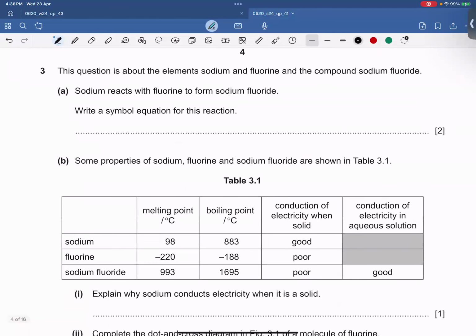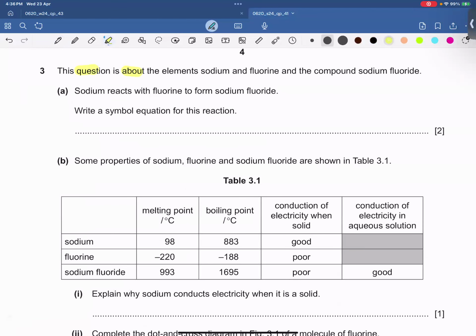Question number 3. This question is about the elements sodium and fluorine and the compound sodium fluoride. Sodium reacts with fluorine to form sodium fluoride. Write the equation for this reaction. So it is sodium, it is fluorine. Fluorine always exists in a diatomic state. Sodium is a metal, metal exists in a monatomic state. When they react together, you will get sodium fluoride. Since we have 2 fluorine here, to balance the equation, I will put 2 here. To balance the equation, I will put 2 here also, okay?